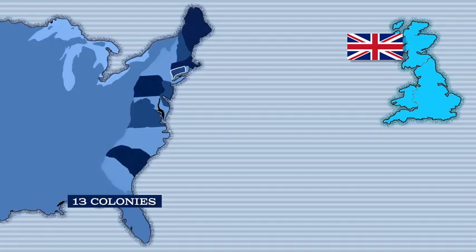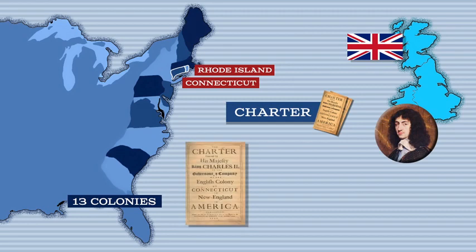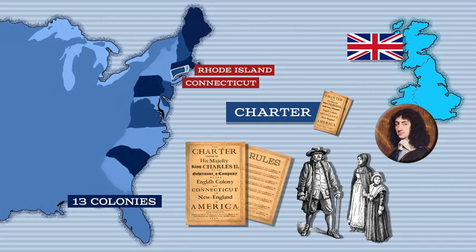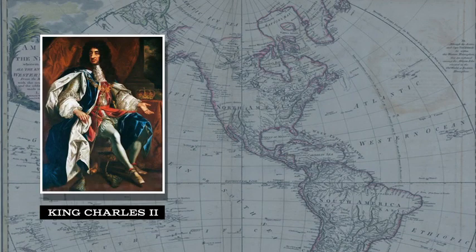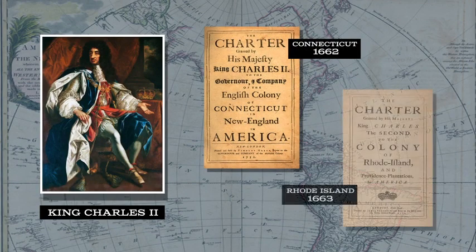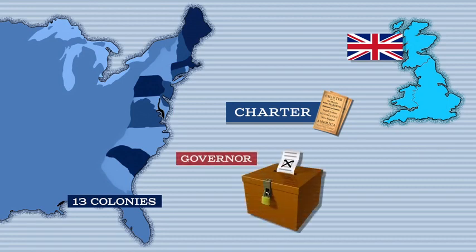Two of the 13 colonies, Connecticut and Rhode Island, were charter colonies. The King of England granted the charter. It gave permission to settlers to establish a colonial government. The charter established the rules under which the colony was to be governed. King Charles II granted Connecticut a royal charter in 1662 and Rhode Island in 1663. The colonists in charter colonies had the right to elect their governors and both houses.